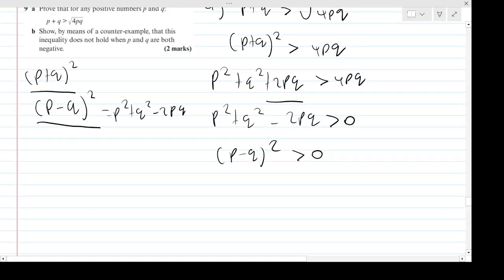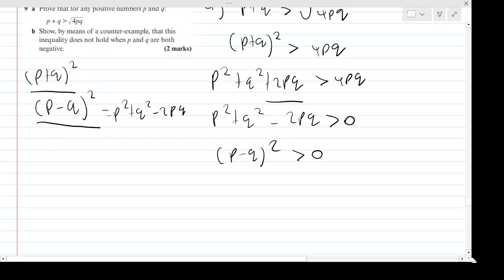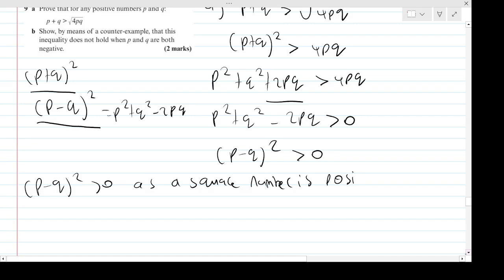See, the idea with this is, eventually we get to a square bracket by using these formulas, right? These two brackets that we know. So then we can work backwards, and we can start from here. So we're going to say, well, p minus q squared is greater than 0, as a square number is positive. But then we can just reverse engineer.